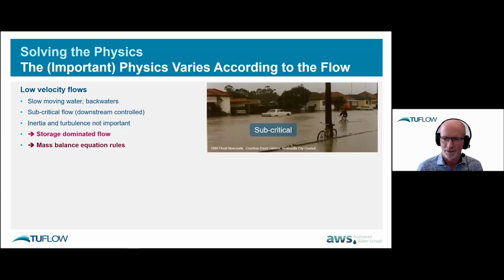And in those areas, or what might be a backwater area, the inertia of the water is hardly important, as is the turbulence. It's just not important. So it's what I call storage dominated flow. It's the amount of water that area can hold that really dominates the height of the water. And that's where the mass balance equation, basically what comes in less what goes out is the change in the water level in that area. So it's a very simple equation and we never have any problems with that equation.